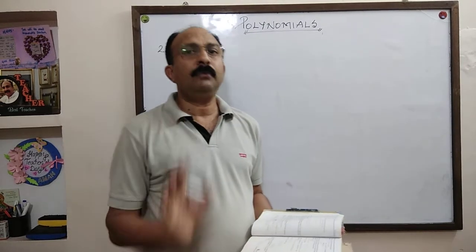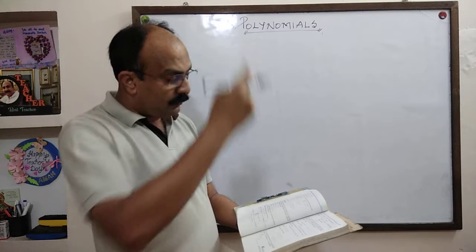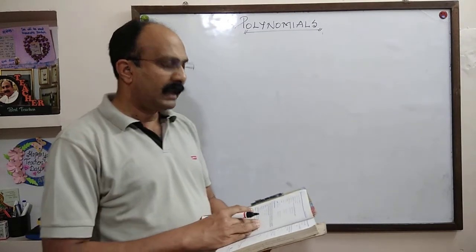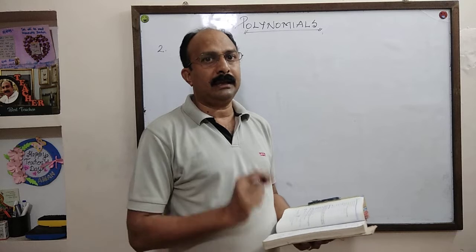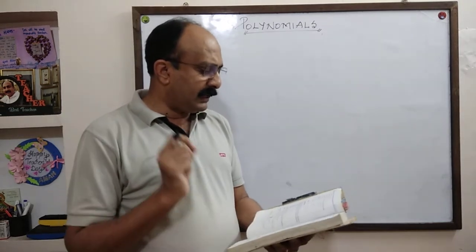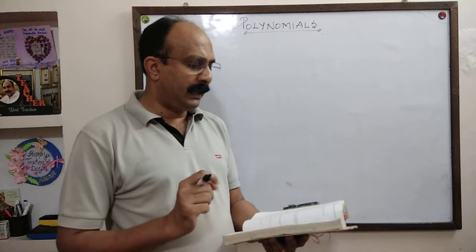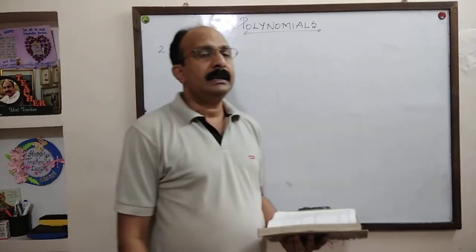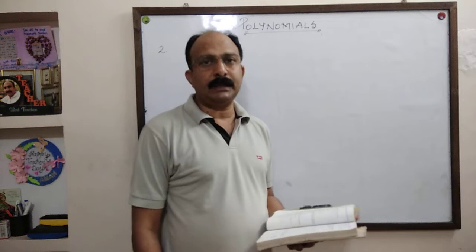Same as question number 1. Now moving to question number 3. Question number 3 is, find the value of k, if x minus 1 is a factor of P(x) in each of the following cases. This is the second statement, the use of the factor theorem.